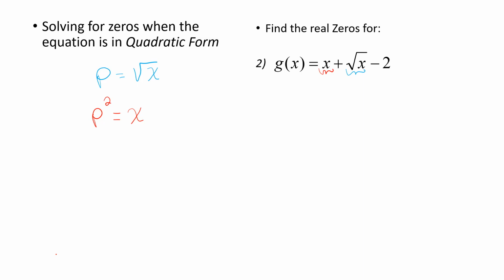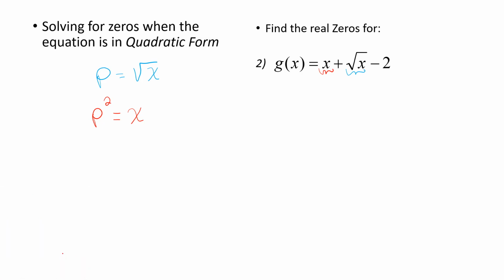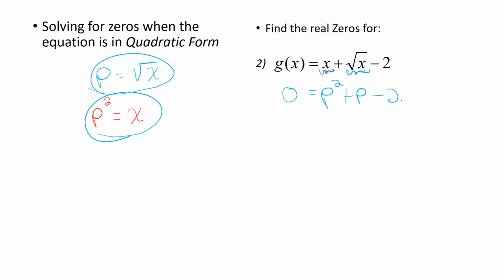And our g of x is going to become, let me switch back to a pencil, 0 because we're finding zeros. This x we just showed here was p squared, and this square root of x is going to be p. And that gives you a much, much easier thing to solve. So this we can go ahead and factor, probably.